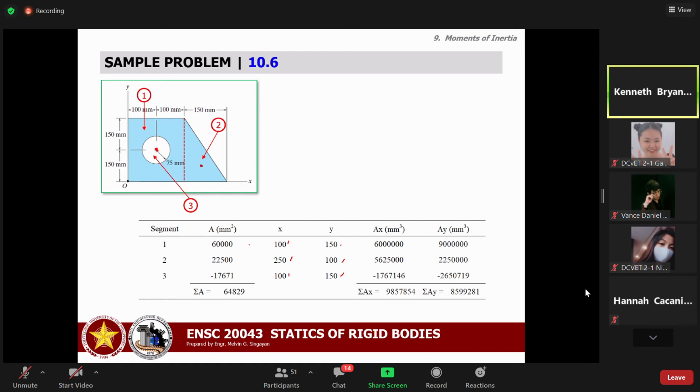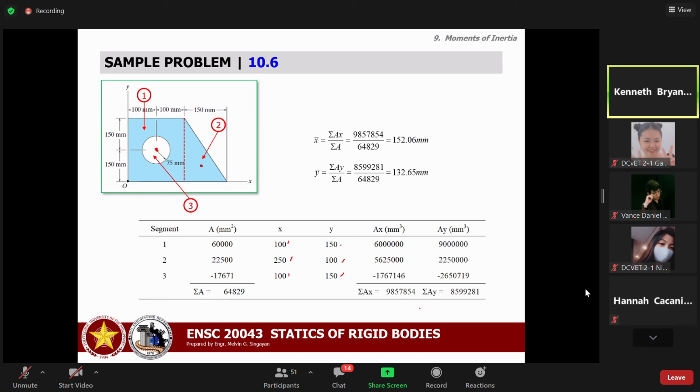Okay? So, by multiplying A by x, A by y, okay, you have the values here. Okay? Then get this sum, okay, ax curl and summation of ay curl. Okay? Then from there, you can solve for bar x and bar y, which is equal to summation of ax curl over summation of A, and bar y, which is summation of ay curl over summation of A. Okay? It gives the value of bar x and bar y equal to 152.06 and 132.65 millimeters. So, yun yung first step, location ng centroid.